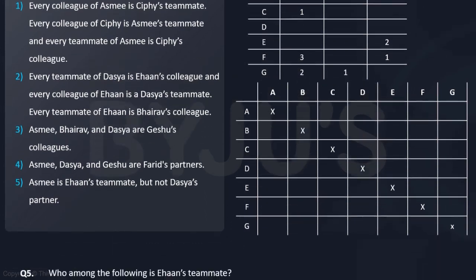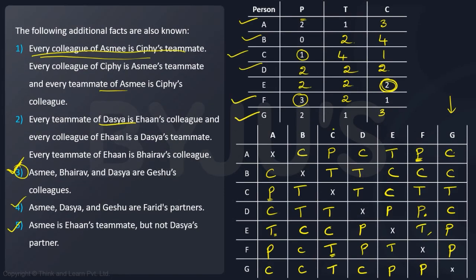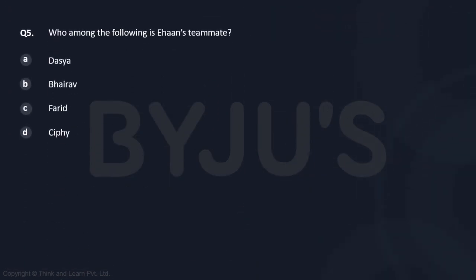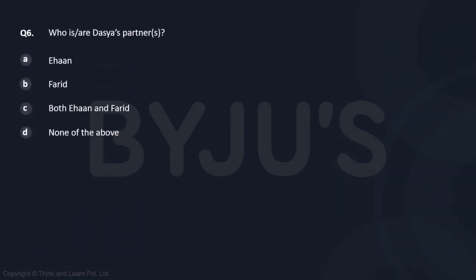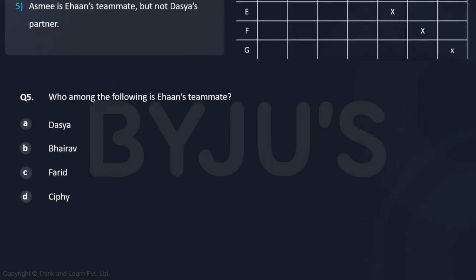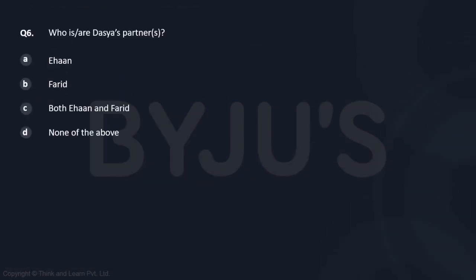Everything is done. So who among the following is Ehan's teammates? E has teammates A and F. A is not there, so F is there, so that's your answer. Who is or are Dasya's partners? If you're looking at D's partners, it is E and F. E and F both are there, which means the answer option is C.